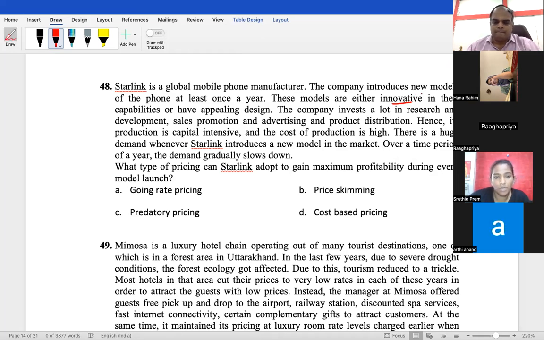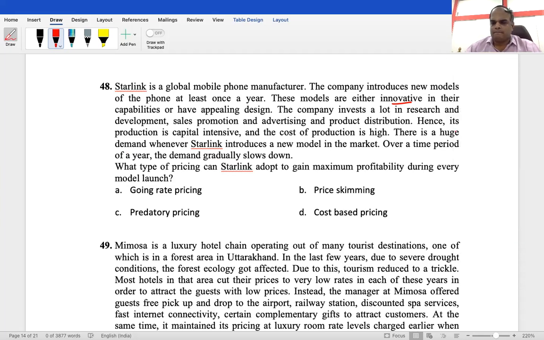There is a huge demand whenever Starlink introduces a new model in the market. Over a time period of a year, the demand gradually slows down. What type of pricing can Starlink adopt to gain maximum profitability during every model launch? Option A, going rate pricing. B, price skimming. C, predatory pricing. D, cost-based pricing. Price skimming.